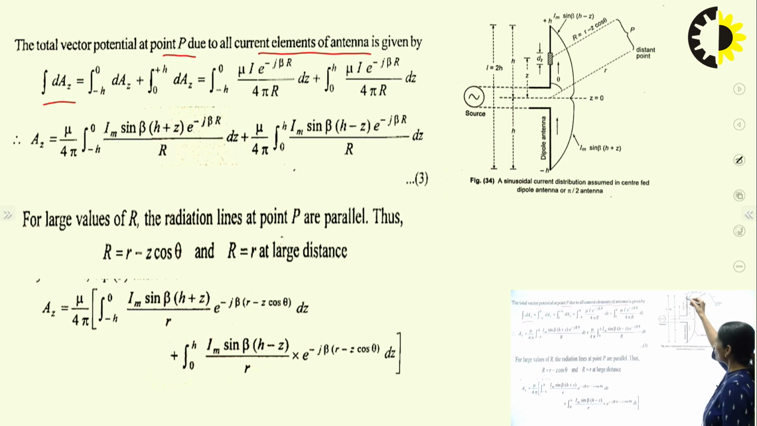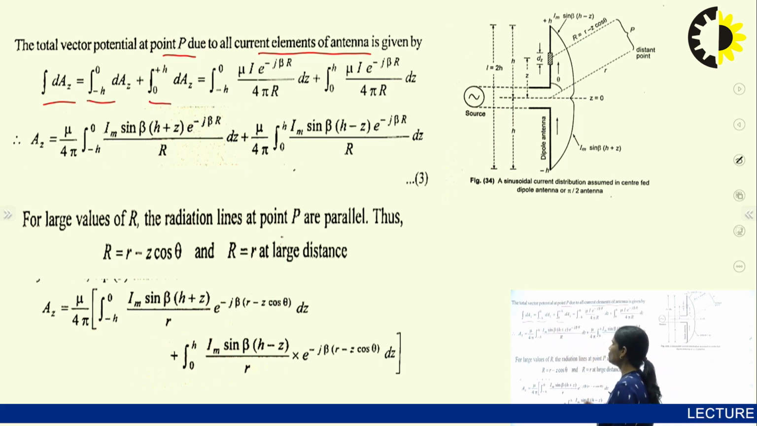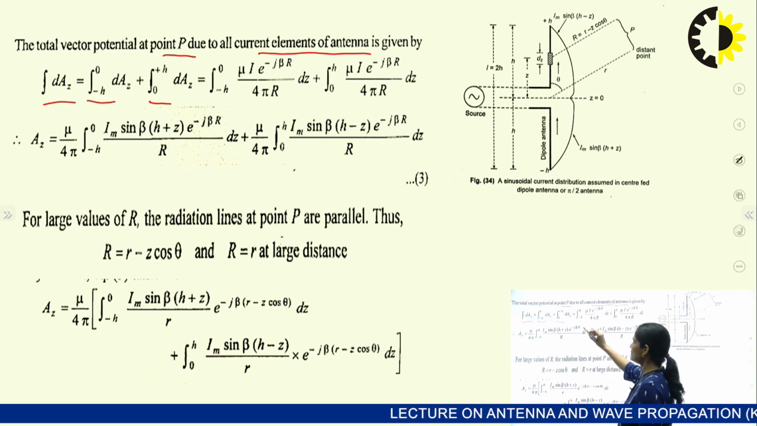And this is the height of this antenna, and on the downside you are considering the mirror image. So this is H height and this is also H height. If you are considering the limits, so minus H to 0 and 0 to H. So you can consider here limits minus H to 0, then 0 to Z. So find out dAz while putting these values.